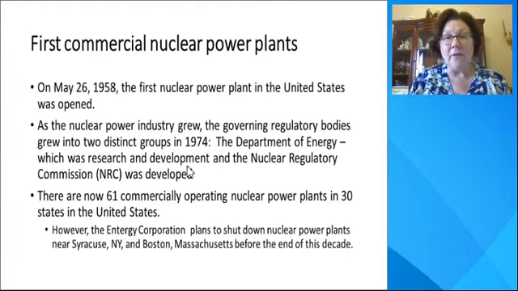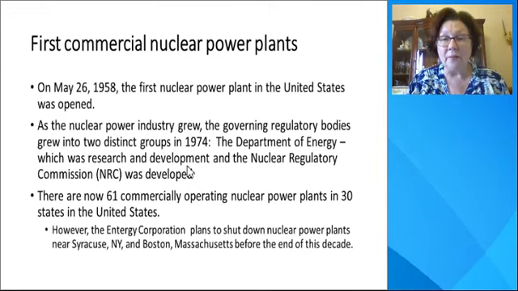As the nuclear power industry grew, there were two governing bodies, which grew into two distinct groups in 1974: the Department of Energy, which was Research and Development, and the Nuclear Regulatory Commission, the NRC. There are now 61 commercially operating nuclear power plants in 30 states in the United States. However, the Entergy Corporation plans to shut down nuclear power plants near Syracuse, New York, and Boston, Massachusetts before the end of this decade.